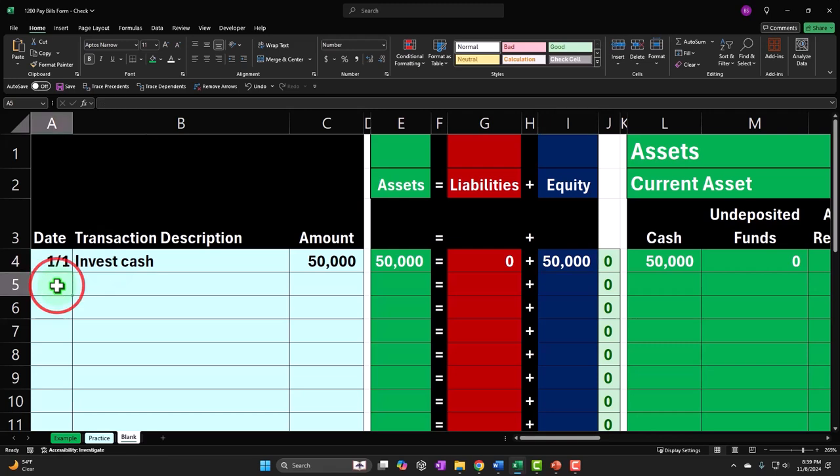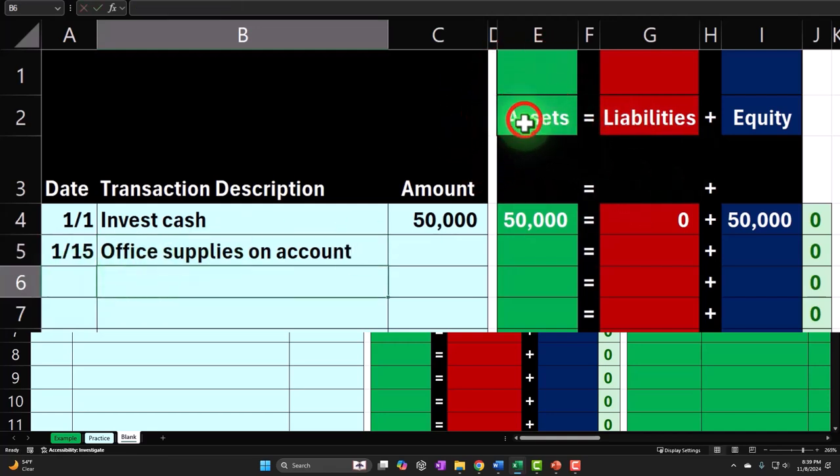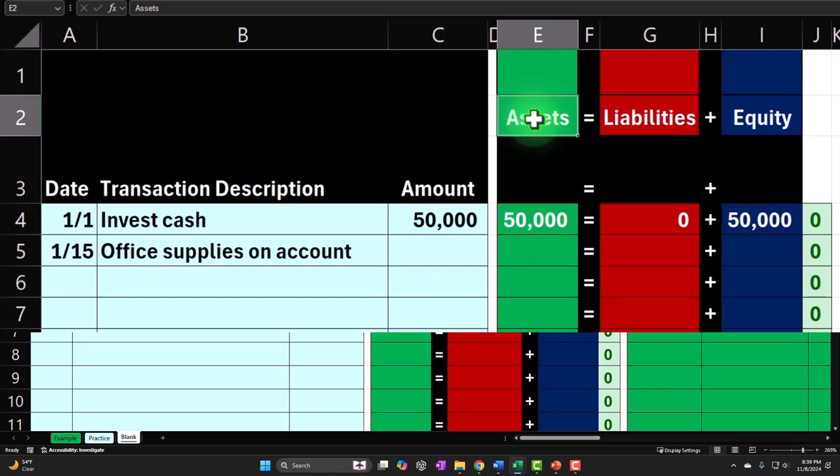All right, so now on 1/15, we're going to enter another bill. So let's say we bought office supplies. Let's say supplies on account, meaning on account. Let's see if I can spell that right. So from an accounting equation standpoint, first question, is cash affected? We're going to say no, it's not affected because it says on account.